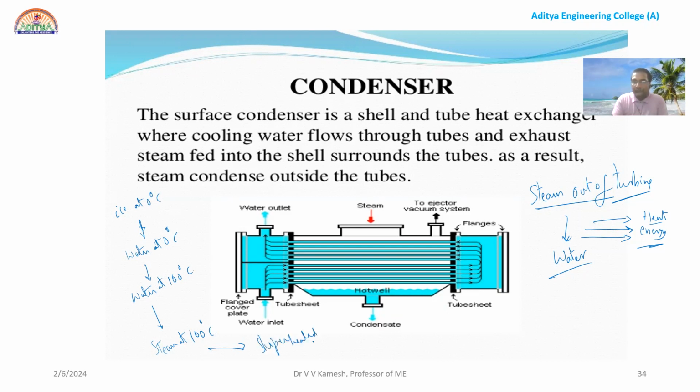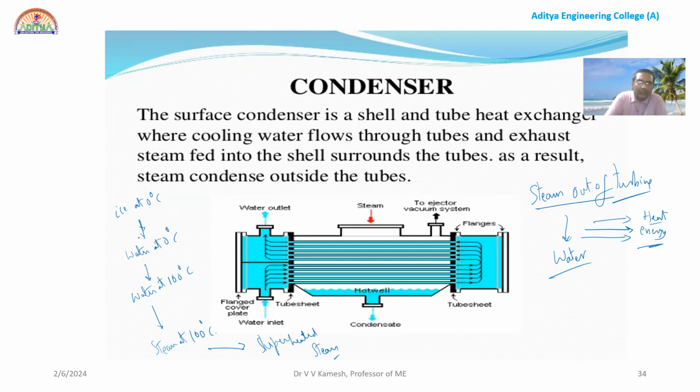Go in reverse. Superheated steam, you reduce the heat. So you take the heat out. It will become steam at 100 degrees centigrade. Remove the heat, it will become water at 100 degrees centigrade. You remove the heat, water at 0 degrees centigrade.